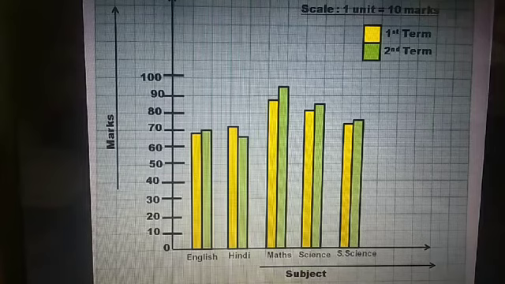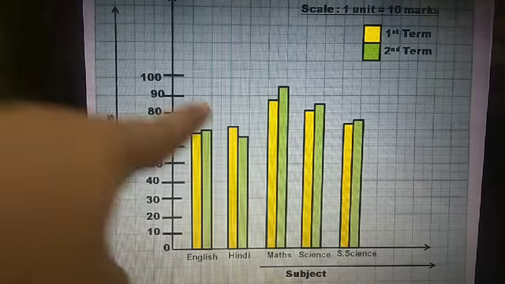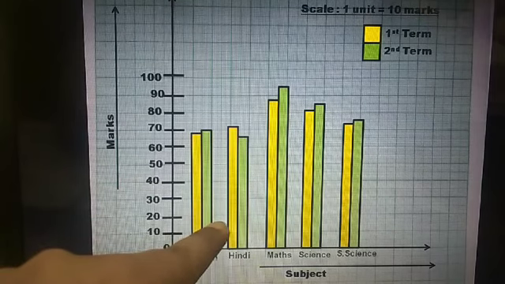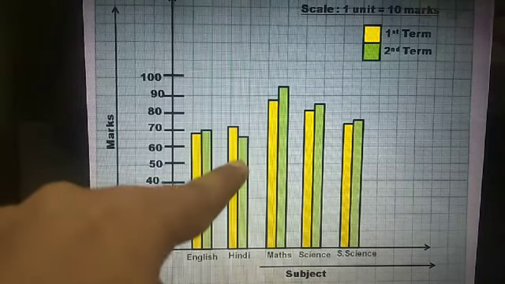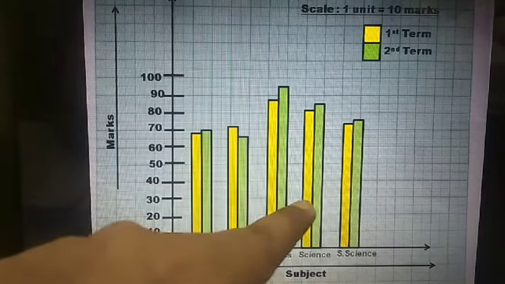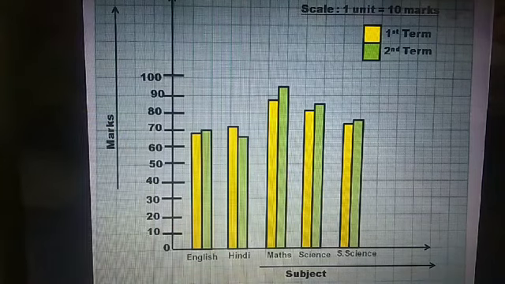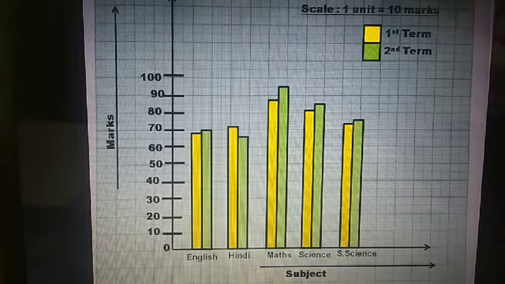Now moving to the next one. In which subject is the improvement the least? Again, you will not consider Hindi here because it is not showing you improvement. And the least one will be the minimum gap between the yellow and the green one. So, the minimum gap that you can notice here is, yes, in social science. It's a gap of 2.